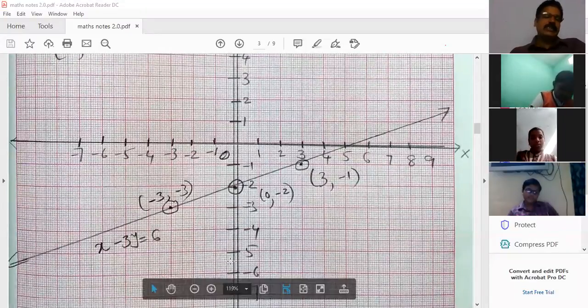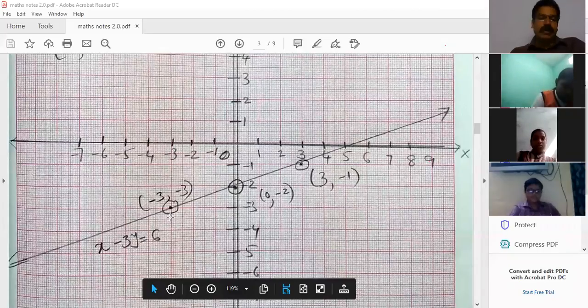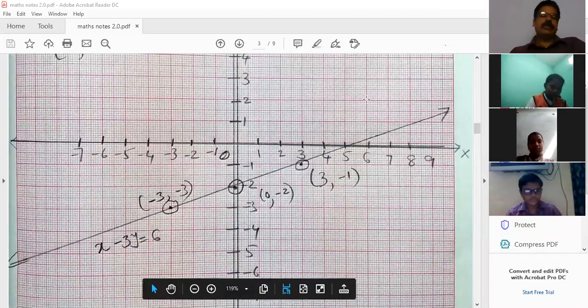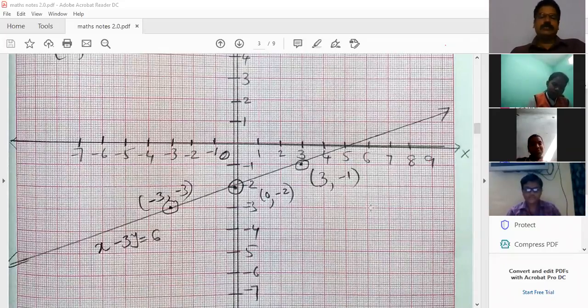Now my second equation is x minus 3y equal to 6. The first solution is -3, -3. The second solution is 0, -2. And the third solution is 3, -1. Okay. Now I got a straight line for x minus 3y equal to 6. Solutions are given. You can draw the graph. Straight line. See here.